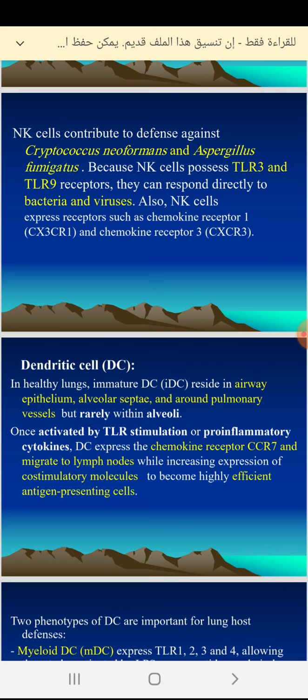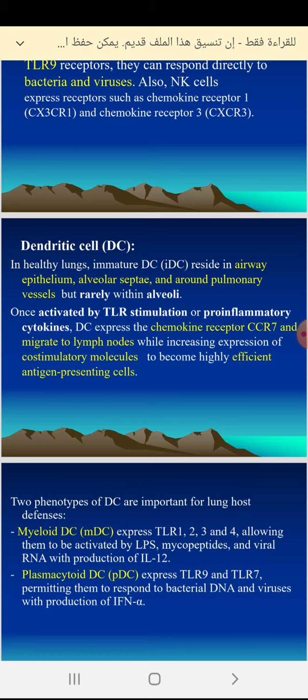Natural killer cells also contribute to defense against Cryptococcus neoformans and Aspergillus fumigatus. Because natural killer cells possess toll-like receptor 3 and 9, هذه الحالة راح يكون لها القابلية إنه تميز البكتيريال والفيرال infected cells. Also, natural killer cells express receptors such as chemokine receptor 1 and chemokine receptor 3.